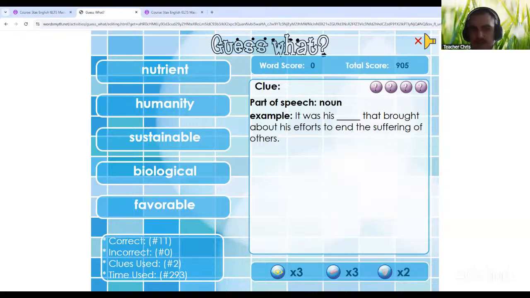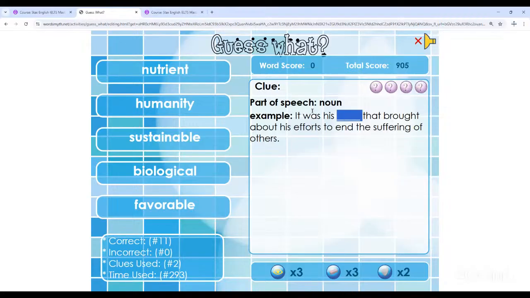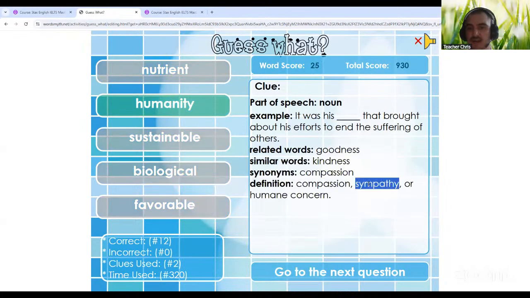Next up, we have a noun. It was his something that brought about his efforts to end the suffering of others. So this is a noun describing compassion. Humanity. Yes, humanity indeed. So we've got compassion, sympathy, humane concern, goodness, kindness. When we talk about humanity as a noun, it could mean we're talking about all humans collectively, or care for humans, compassion for humans collectively.